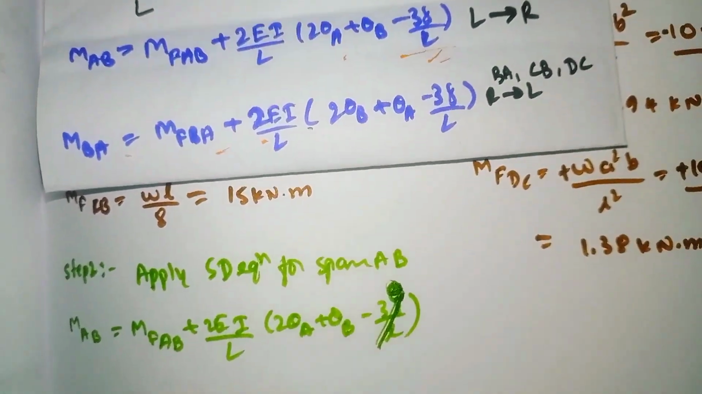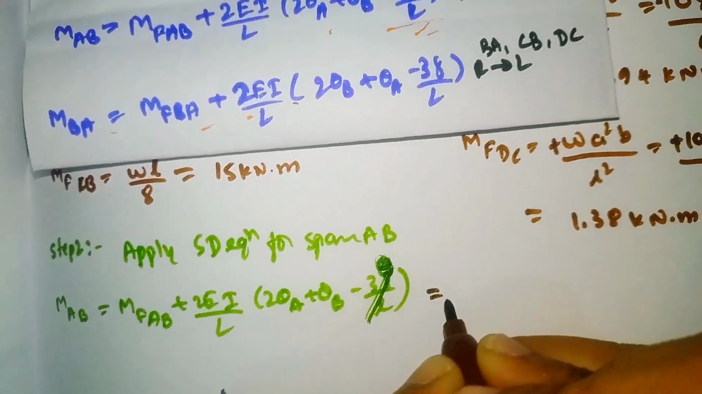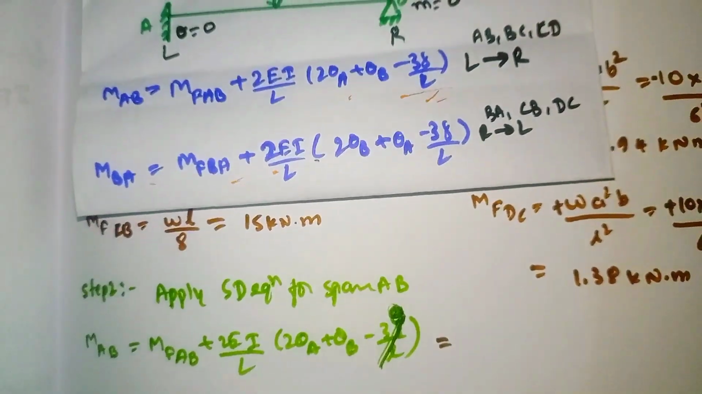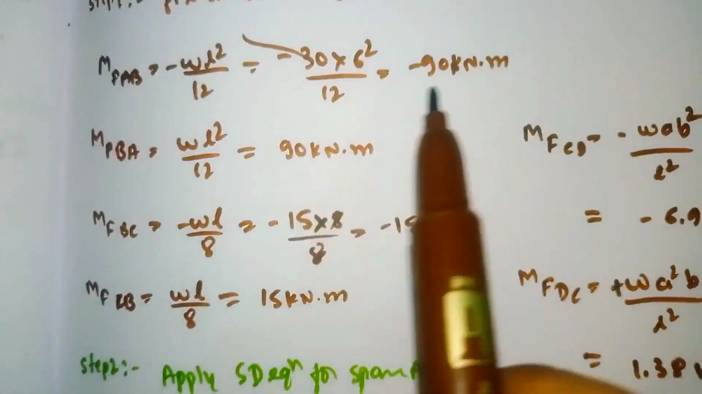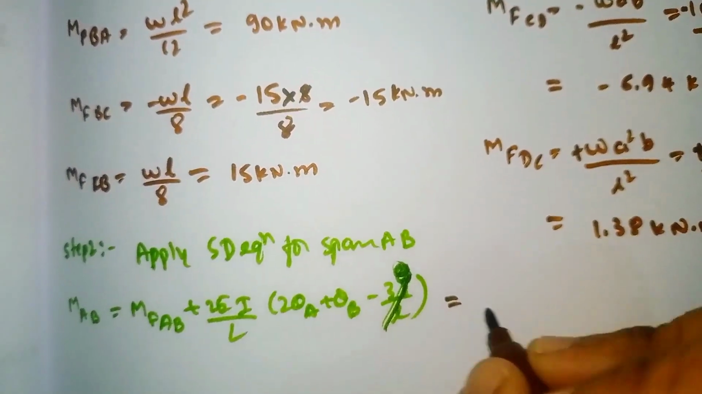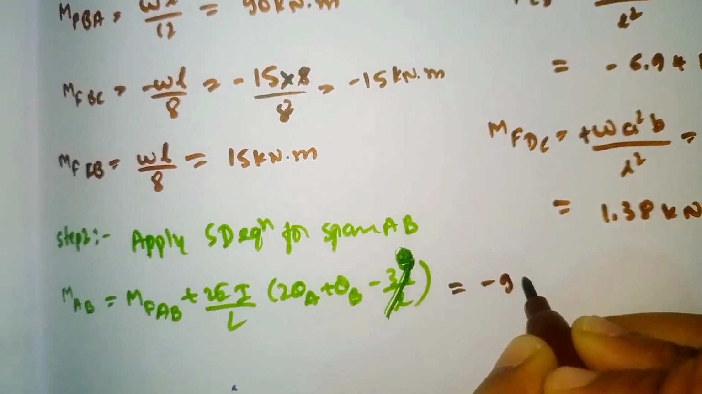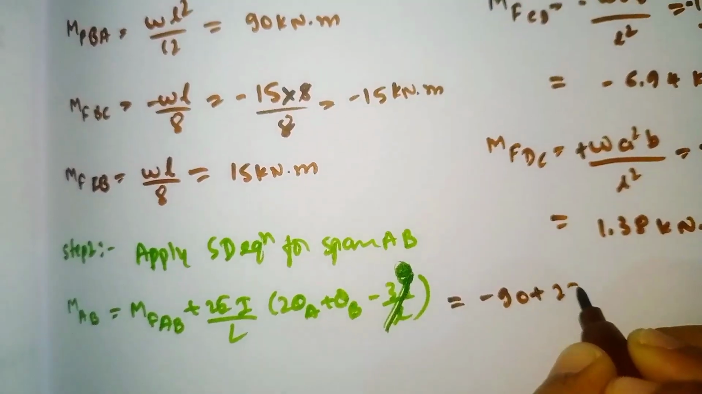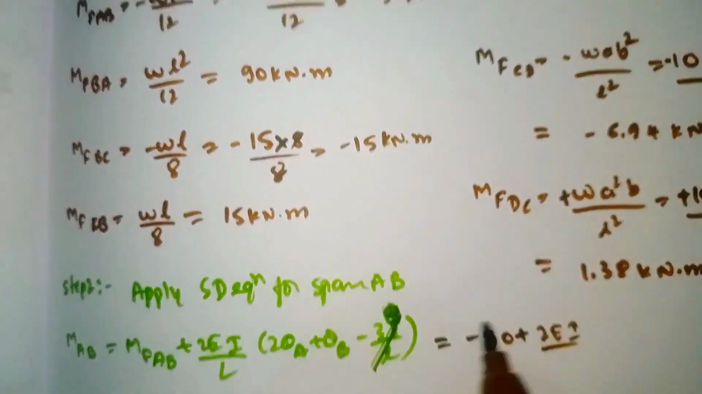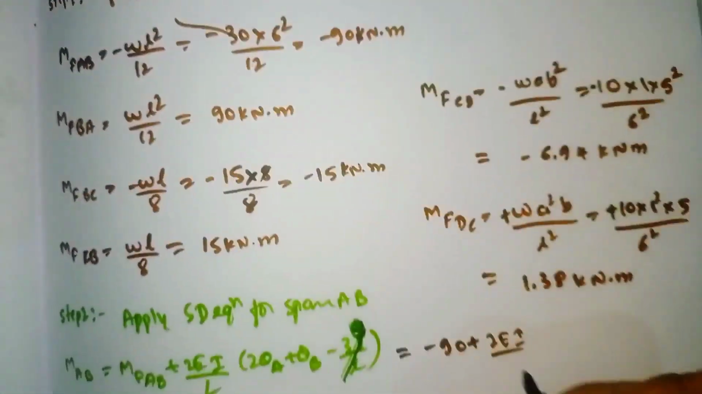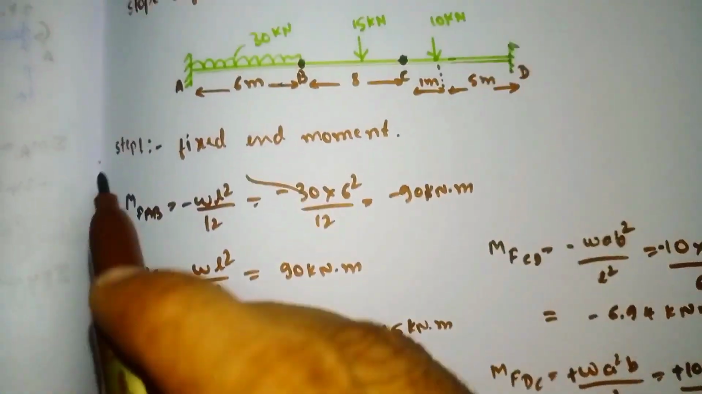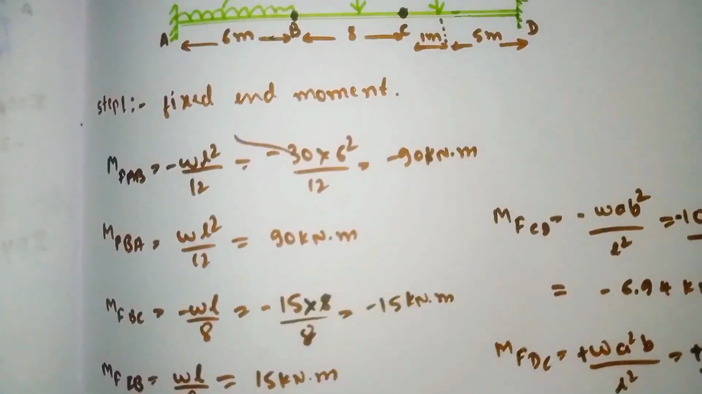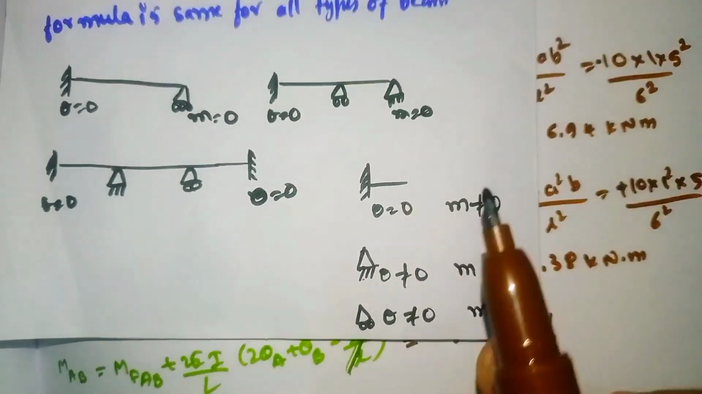So now, our MFAB we got was, for MFAB we got was how much? Minus 90. So minus 90 plus 2EI divided by our AB span length, which is 6. Here 2 into theta A is your fixed end. So at fixed end our theta value is equal to 0.